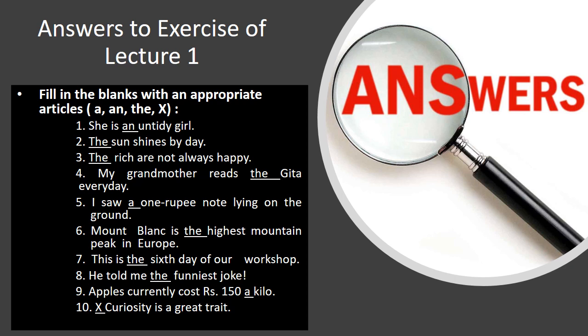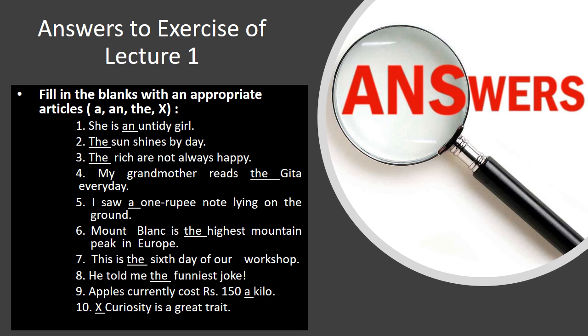Number 5, I saw a 1 rupee note lying on the ground. Now 1 rupee note, although 1 starts with the vowel letter O, but the sound is "wun", a consonant sound. That's why here we'll use the article a and not an.